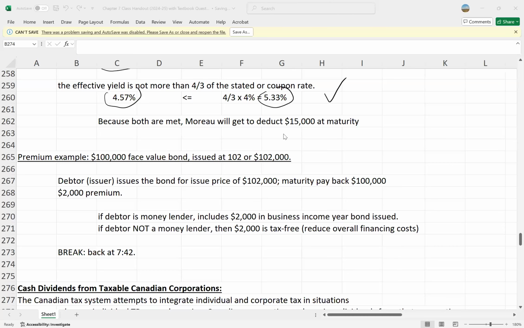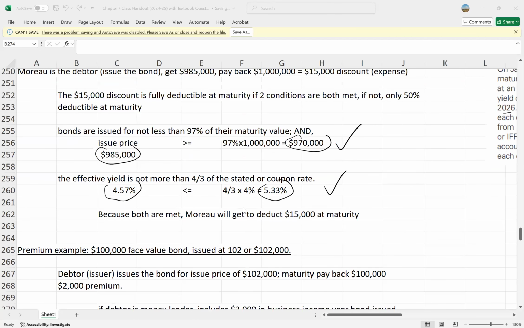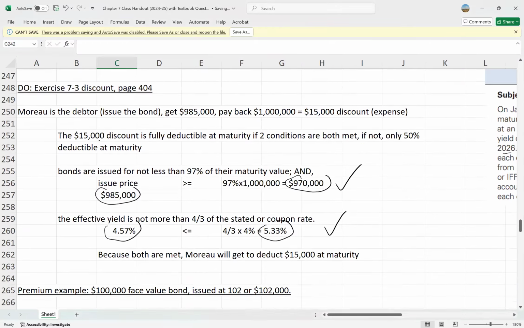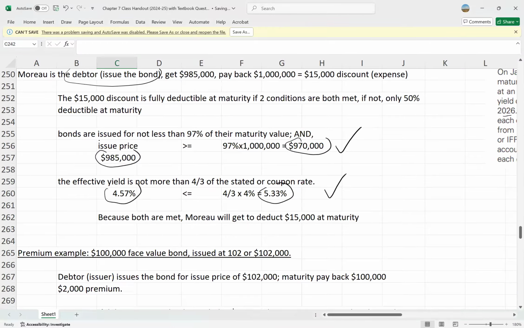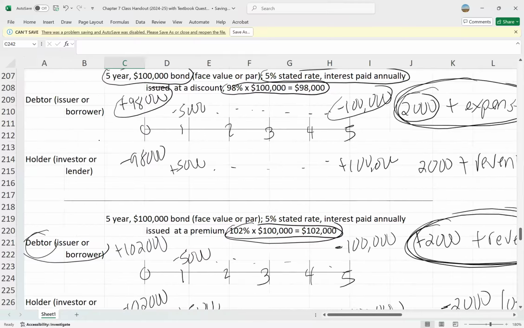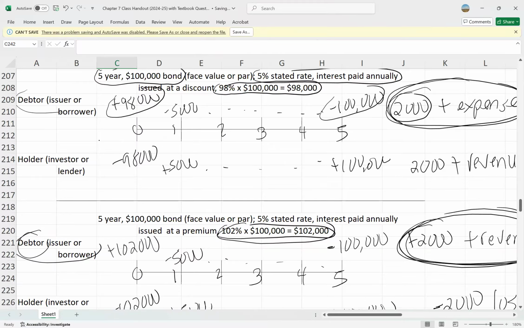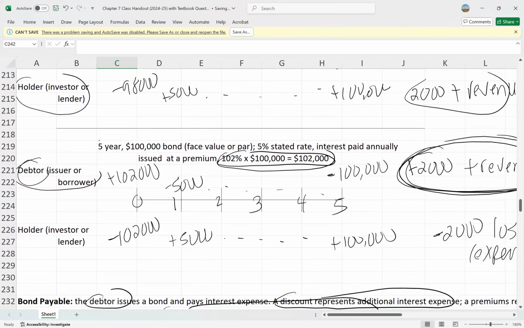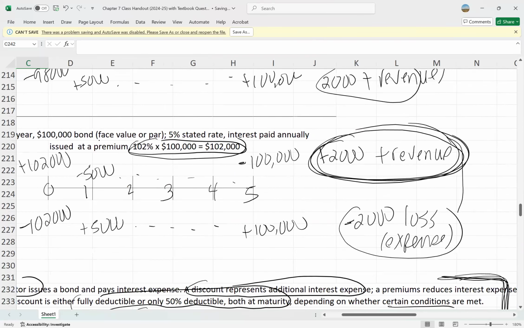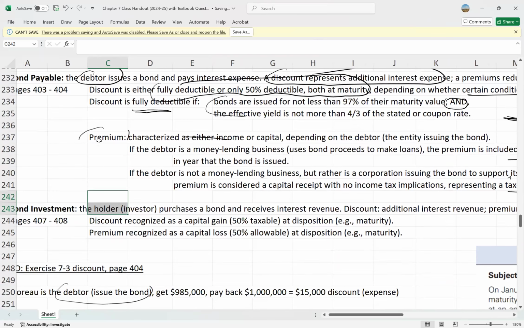One thing I forgot to mention before the break was, what about the holder or investor when it comes to bonds? The two examples we did dealt with the debtor, the party that issues the bond. They're the ones that are borrowing the money. If we go back to our examples up here, once again, we focused on the debtor or the issuer. What about when there's a discount and we're the holder? We actually have an extra 2,000. What if there's a premium and we are the holder and we lose 2,000? So for the holder of the bond, it's a little bit easier.